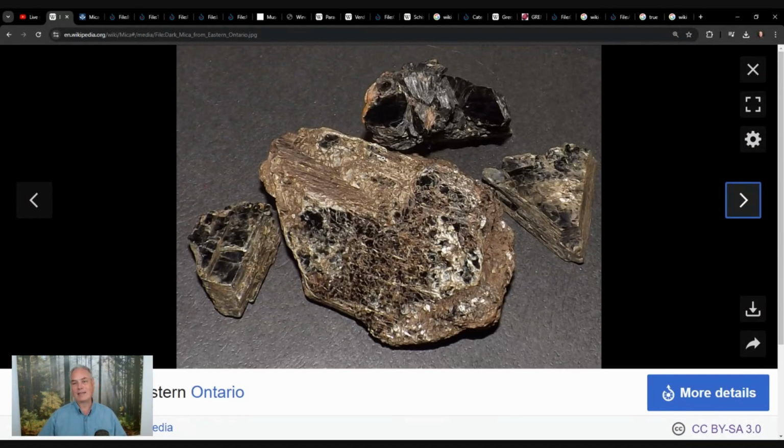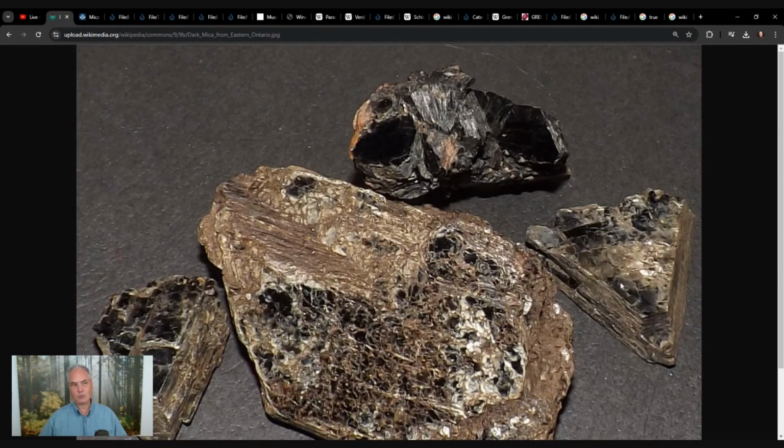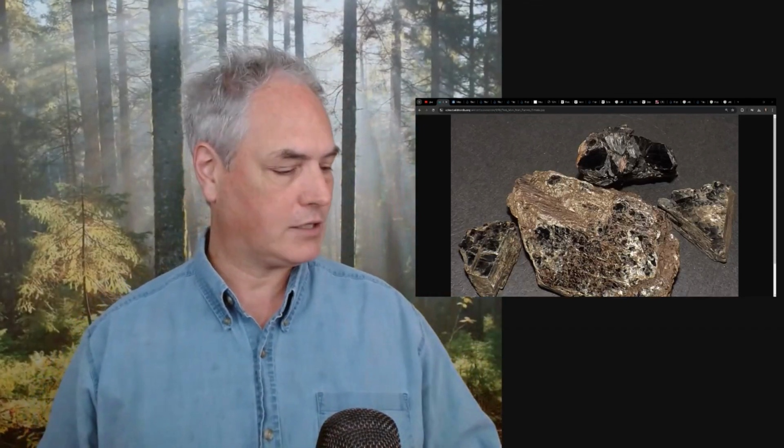That one is black, and you can see the little layering here, and we have another group right there. The reason I'm discussing this today is that earlier this week, someone was asking about mica, and I figured that was a good topic for us today.